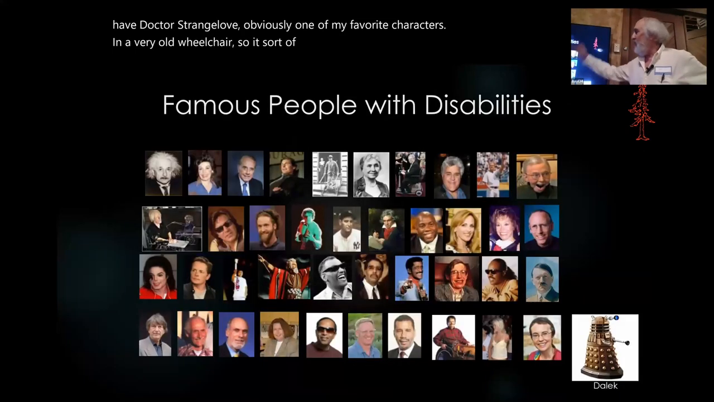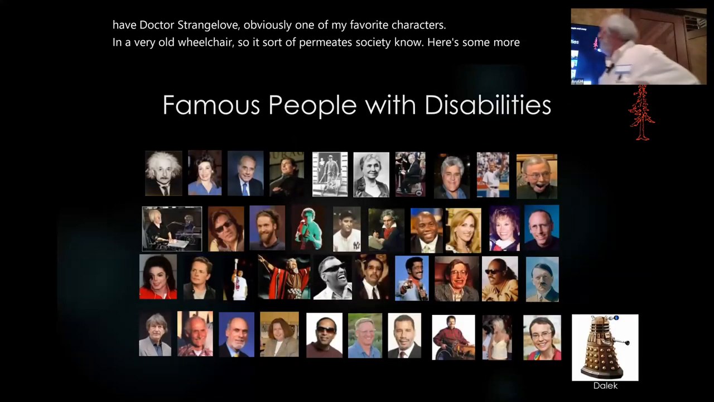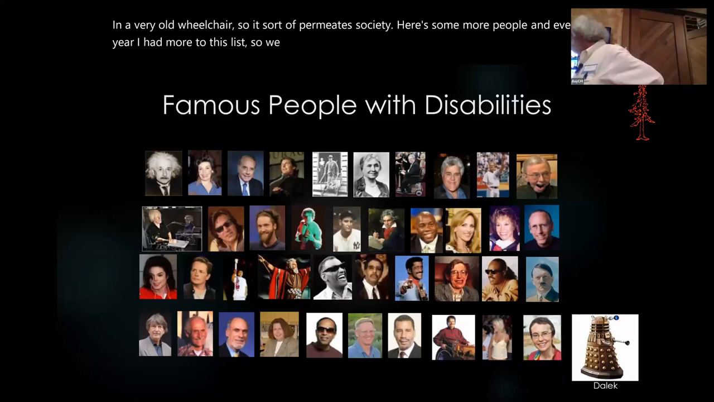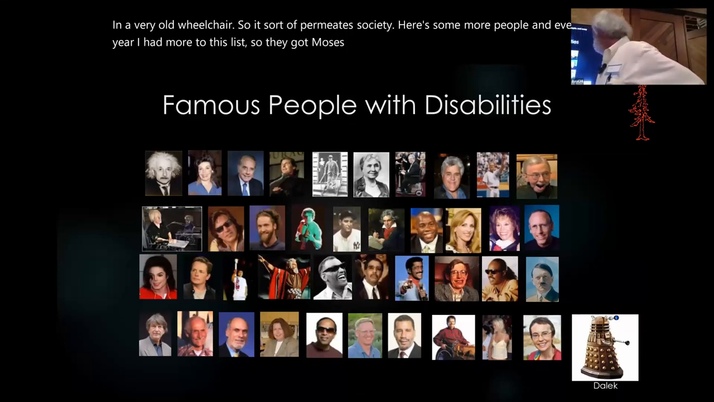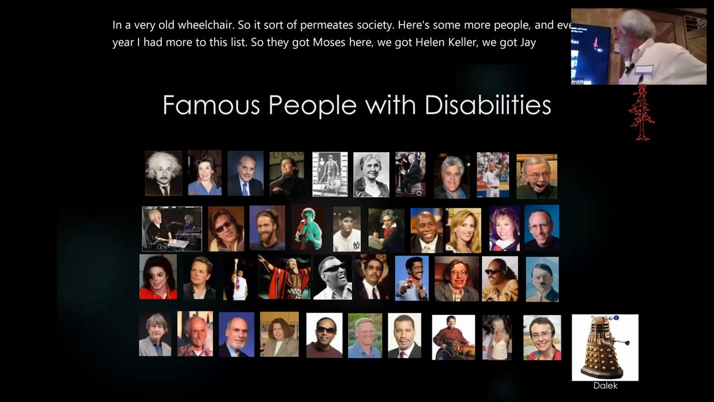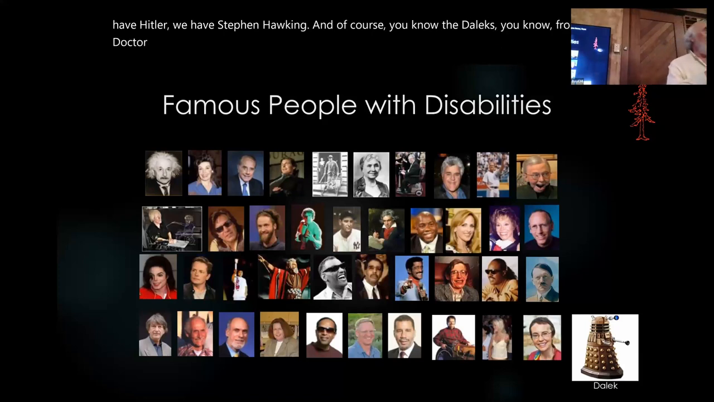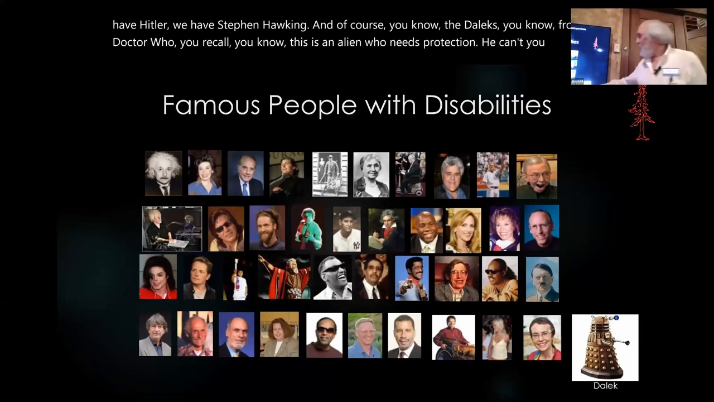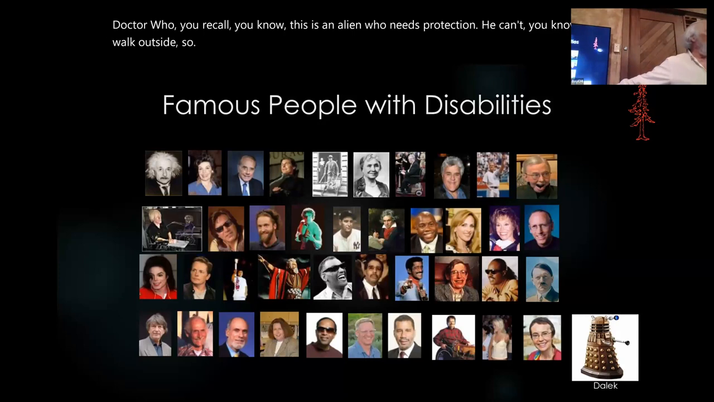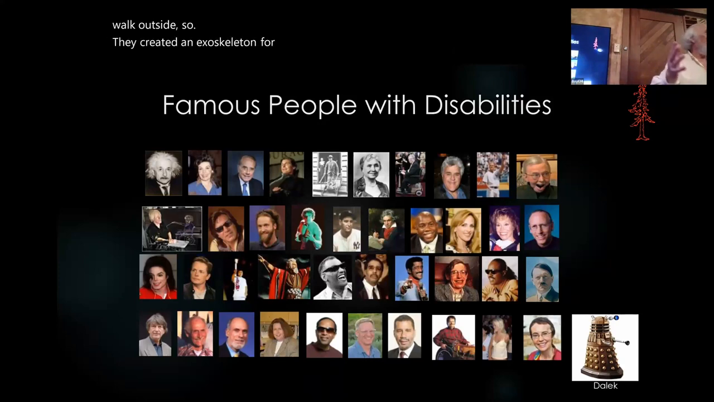Here are some more people, and every year I add more to this list. So we've got Moses here, we've got Helen Keller, we've got Jay Leno, we have Hitler, we have Stephen Hawking, and of course, the Daleks from Doctor Who. You recall, this is an alien who needs protection. He can't walk outside. So they created an exoskeleton for him, and an exoskeleton is assistive technology. Okay. So for them, they are whole people.